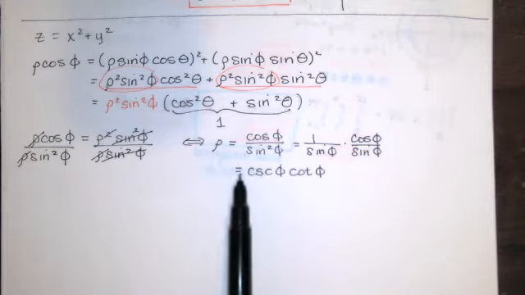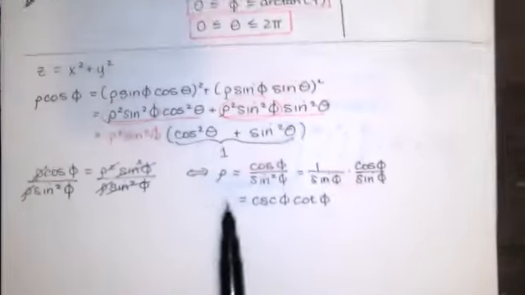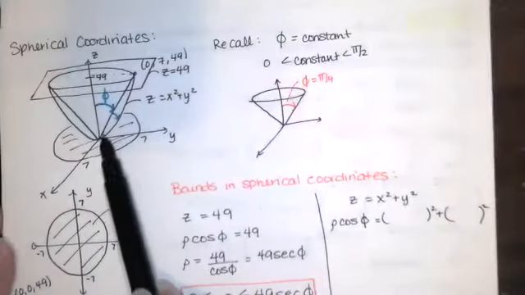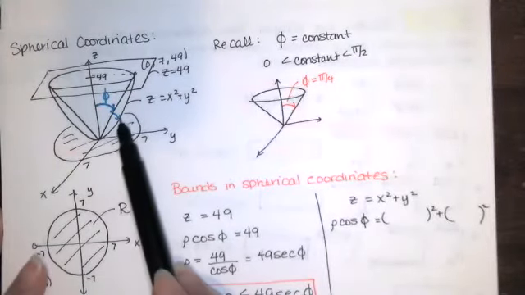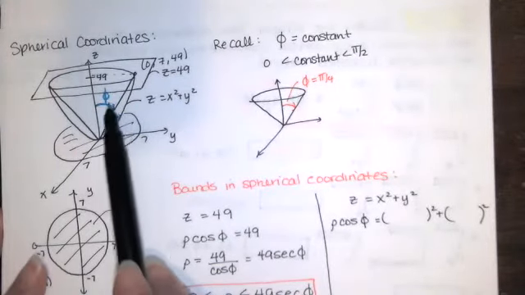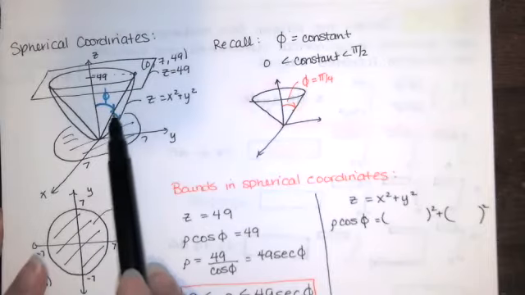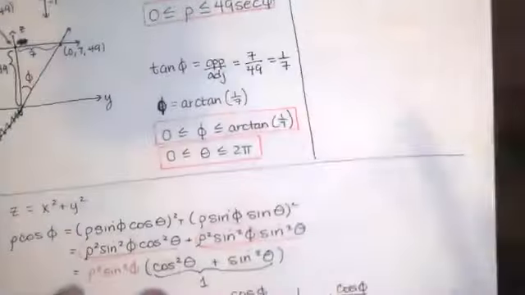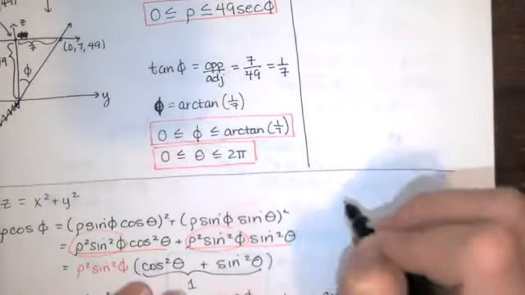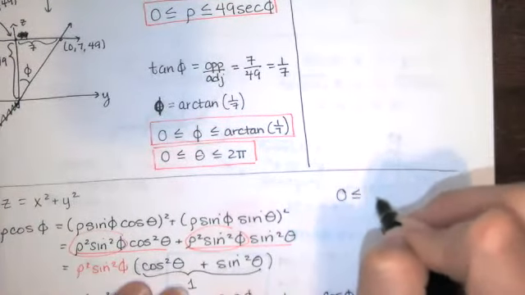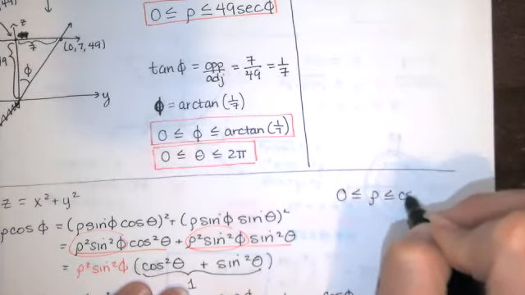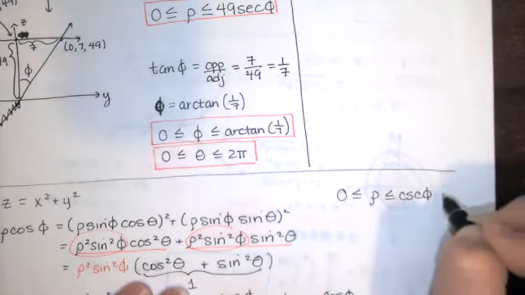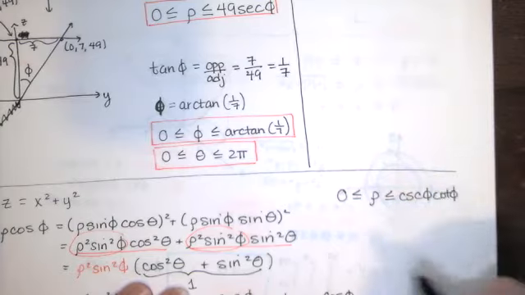So that is one of our boundaries for rho. Now rho is starting at 0, and it's going out to this surface when phi goes from this value to that value. Okay, so rho for the second integral is going to go from 0 to cosecant of phi times cotangent of phi.